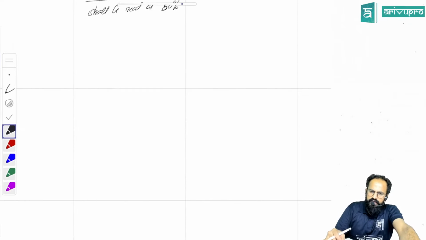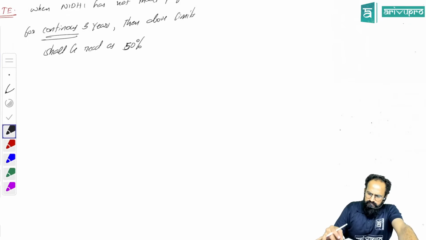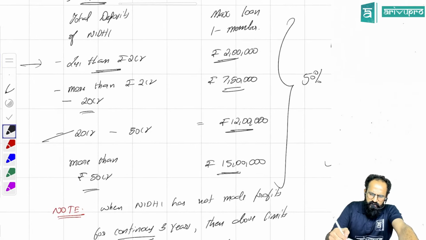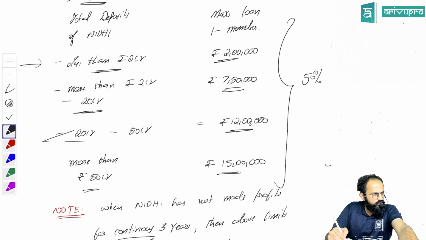Write the next rule. Same thing. You need to read this as less than 20 crore. You need to read this as more than 20 crore. You are asking where exactly 20 will come? Next time yours will come.